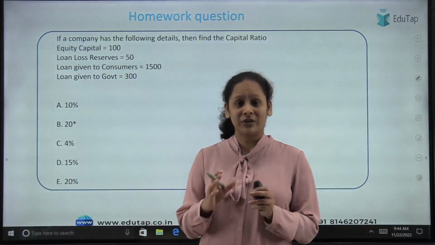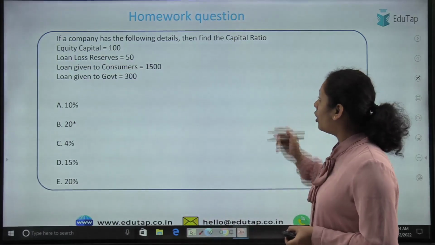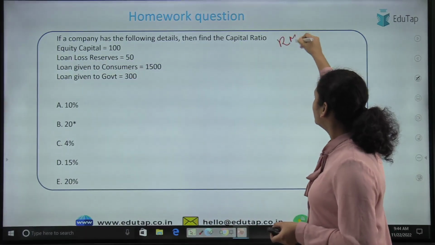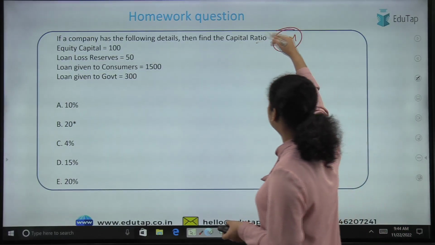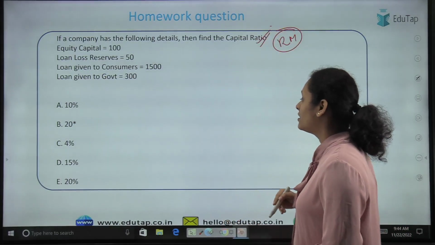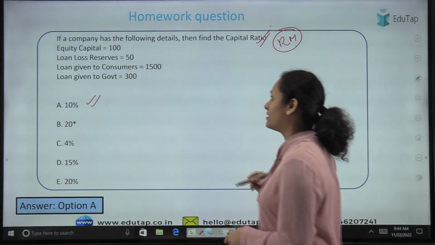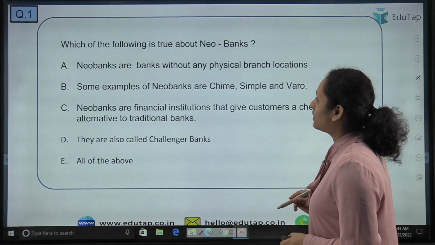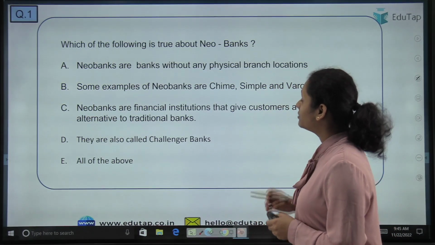Before beginning today's session, yesterday we solved questions on risk management, and this was the homework question which asked you to calculate the capital ratio in the given condition. The correct answer is 10%. Okay. Now let's move ahead and solve the first question on neobanks.